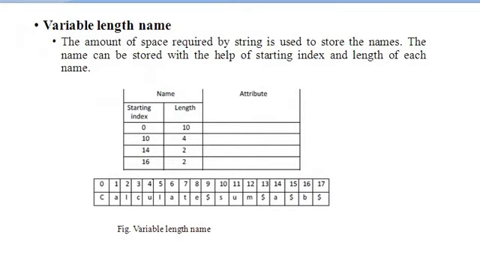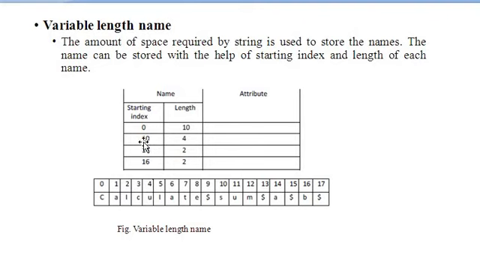Second is variable length name. The amount of space required by string is used to store the names. Find the length of string which is used to store in your symbol table. So the name can be stored with the help of starting index and length of each name. First one is calculate, which starts at index 0, and the length of calculate is 0 to 8. At the end of name, it includes $ sign. So the total length is 0 to 9, which is 10. So starting at index 0 and total length is 10. So your next symbol starts at index 10.